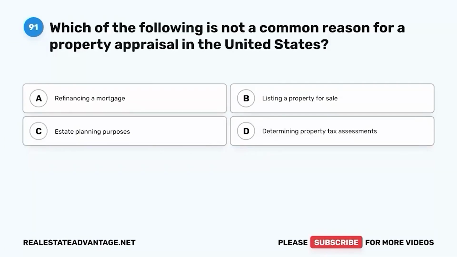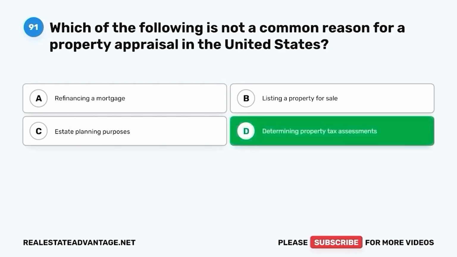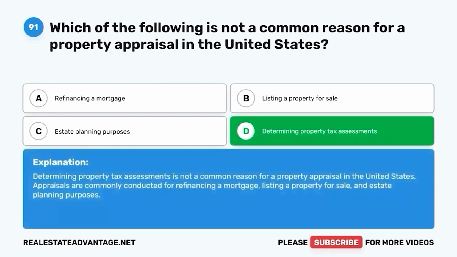Question 91. Which of the following is not a common reason for a property appraisal in the United States? A. Refinancing a mortgage. B. Listing a property for sale. C. Estate planning purposes. D. Determining property tax assessments. The correct answer is D. Determining property tax assessments. Determining property tax assessments is not a common reason for a property appraisal in the United States. Appraisals are commonly conducted for refinancing a mortgage, listing a property for sale, and estate planning purposes.